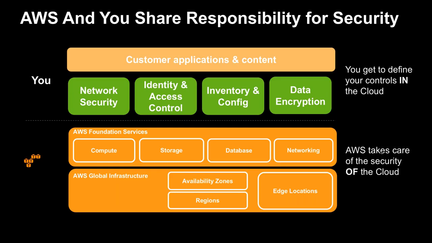And then what you really get to do as the customer is define the controls in the cloud. So you get to define where you can do encryption. The short answer is everywhere, because you can. You manage the inventory and configuration of your systems. You're responsible for network security using the tools that we give you, and also identity and access control. I'm going to dive into that in a little bit in talking about our IAM service.